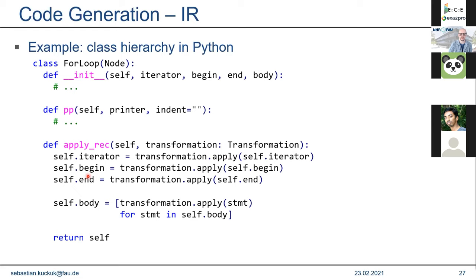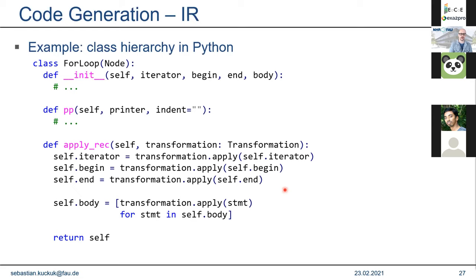So you can see this is an in-place transformation. So this changes the AST or IR. Of course, you would also have the possibility here to just build up a new AST or IR if you want to go back and forth between different transformations. But for this example, let's just stick with that. And once we have that, we can think about implementing transformations.